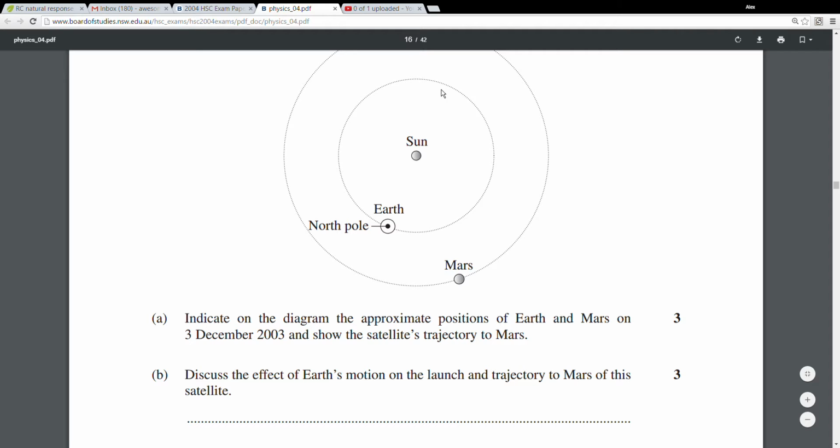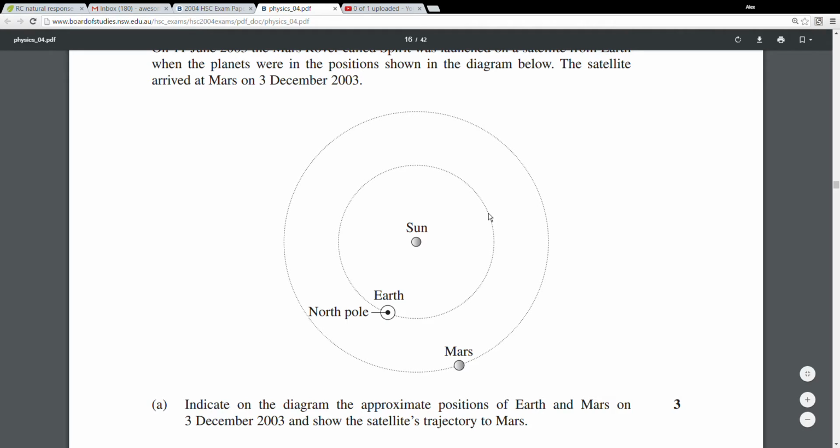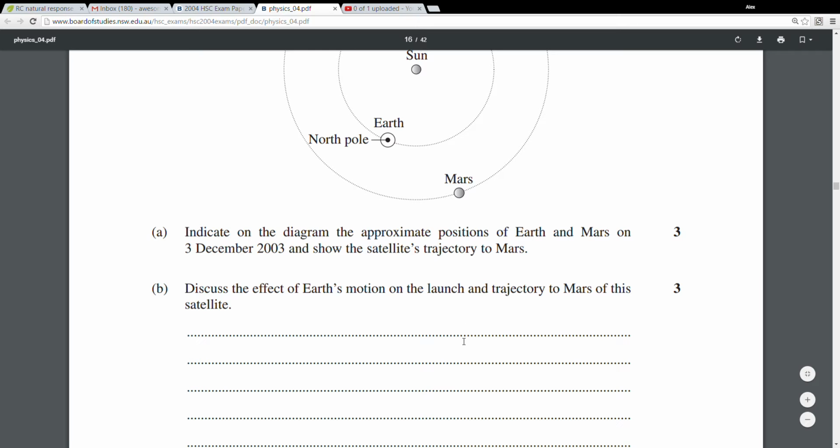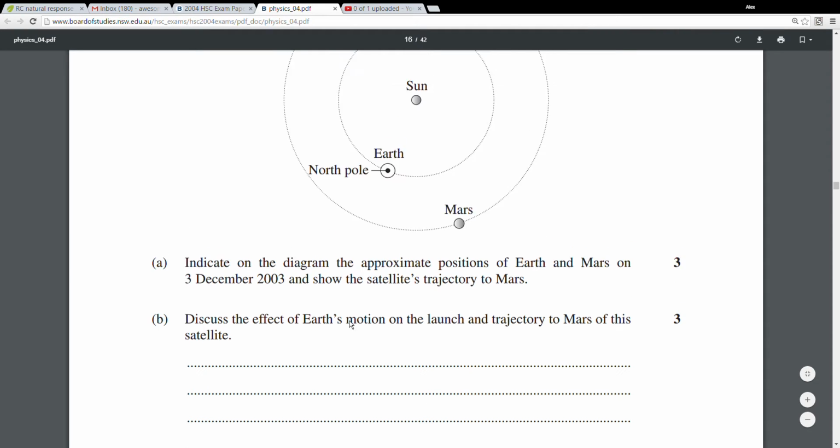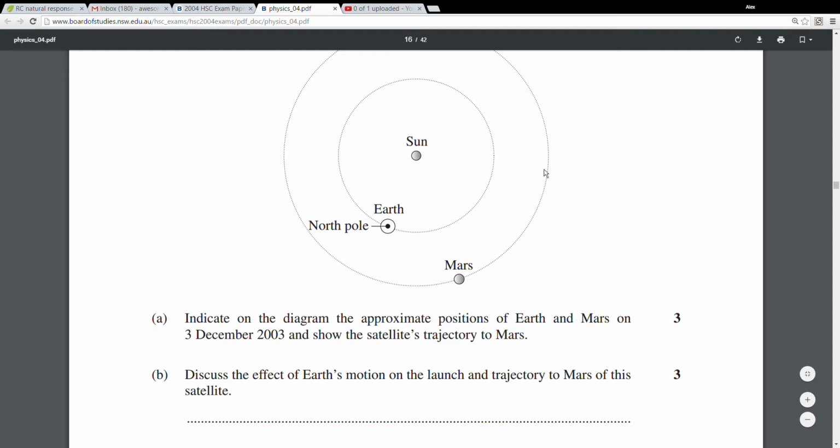so Earth would be up here, and I'm not so sure how long it takes for Mars to orbit, so we can probably put it about here, and we'll just draw a trajectory slowly coming out to the orbit of Mars. Discuss the effect of Earth's motion on the launch and trajectory to Mars of the satellite. So it's basically saying, why do we have to launch this way?